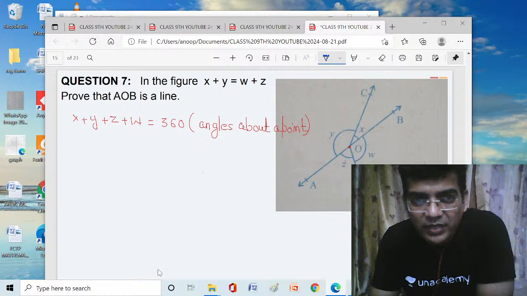And in a linear pair, the non-common sides always lie on a line. So these are the two non-common sides, OB and OA. These two are the non-common sides. OC is the common side, you can see, for X and Y. So non-common sides will lie on a line. So we can say AOB is a line. So this was asked in question number 7. Hope this is clear to you.